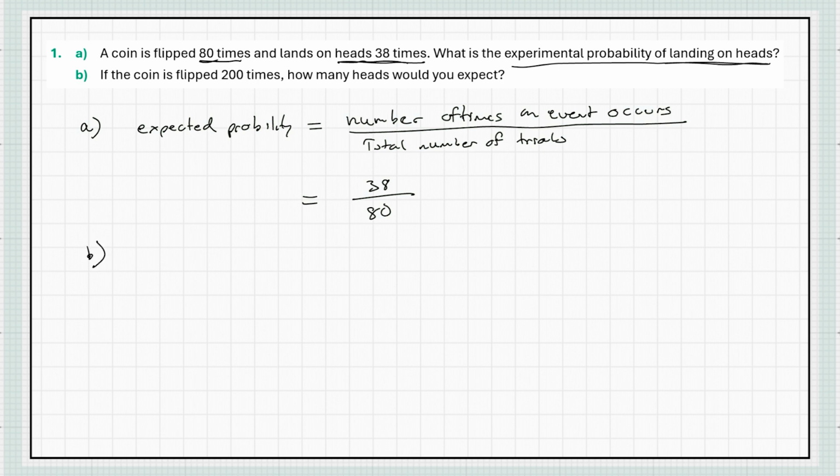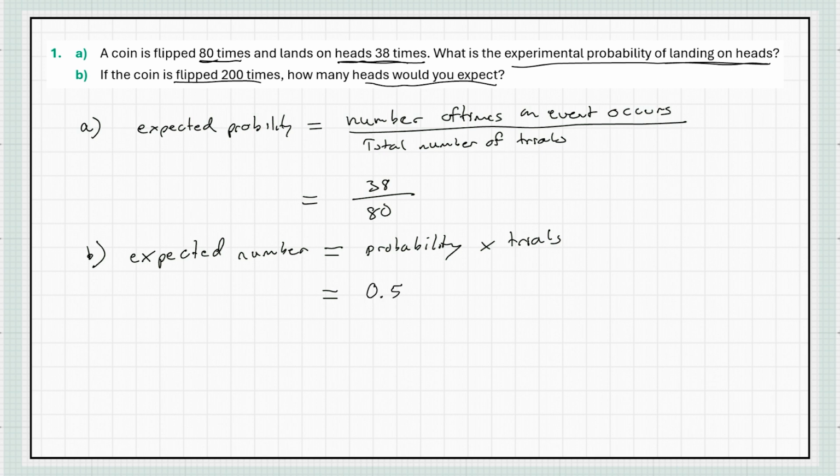Now, the other side of this is that if a coin is flipped 200 times, how many heads would you expect? Now, there's two ways to think about this. When it's talking about this, it's talking about the expected number. The expected number of times something happens is going to be its probability multiplied by the number of trials. In this case, they're only asking you about the theoretical probability, and the theoretical probability of heads is 0.5, or you can also write it as a half, so times the number of trials, which was 200.